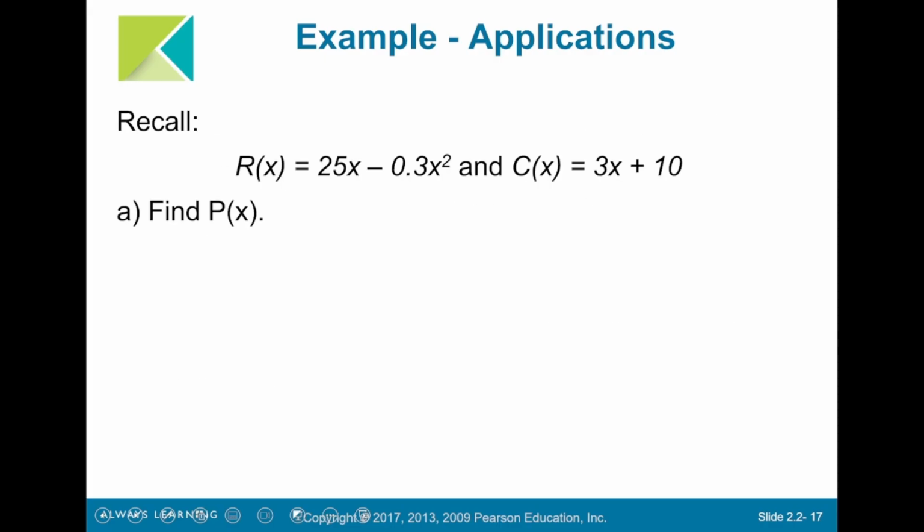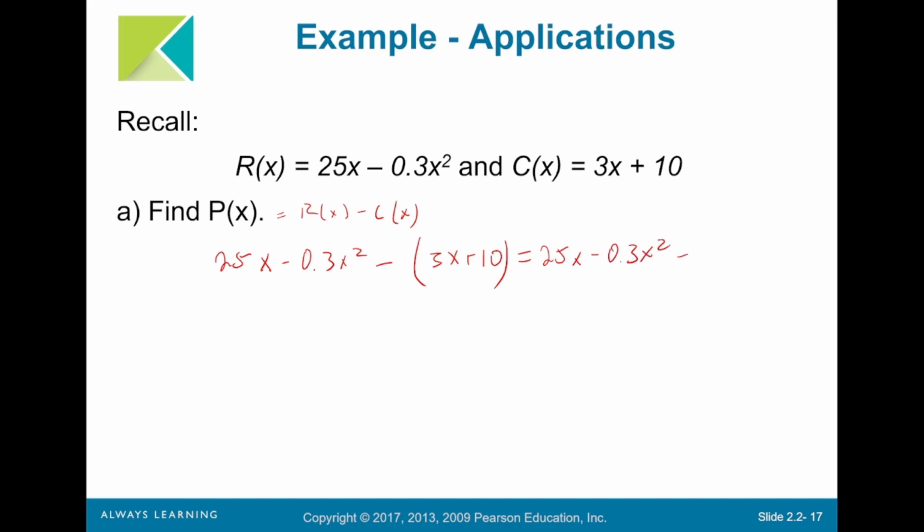So P of x, we have R of x and C of x at the top. P of x is, of course, R of x minus C of x, which is 25x minus 0.3x squared minus, parentheses here, 3x plus 10. And if we were to simplify this a little bit, we have 25x minus 0.3x squared minus 3x minus 10, right? We distribute that negative to both terms.